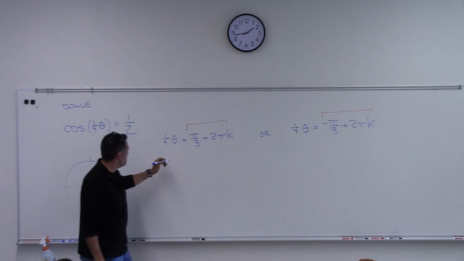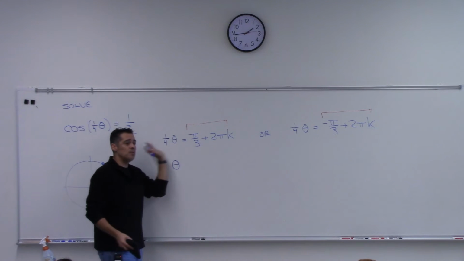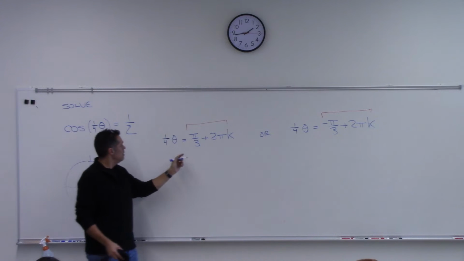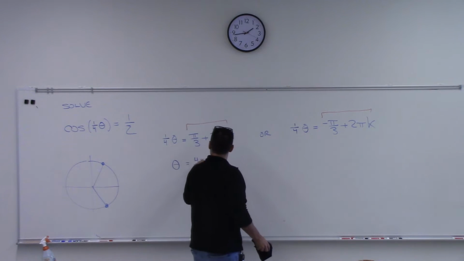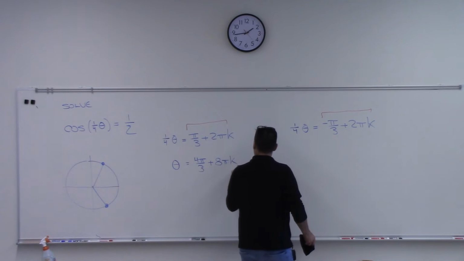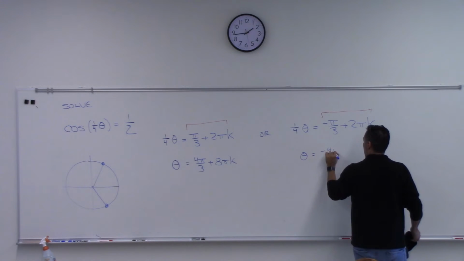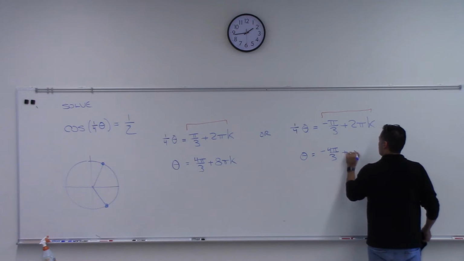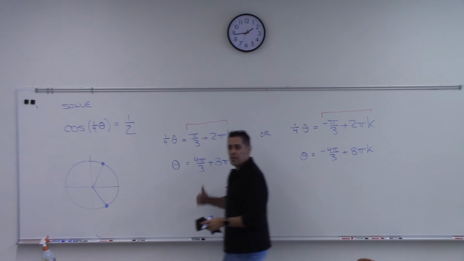So I need theta by itself. You can divide by 1/4, but I think it's better if you just multiply everything by 4. So if I multiply this by 4, I get theta equals 4 pi over 3 plus 8 pi k, or theta is negative 4 pi over 3 plus 8 pi k. Those are my answers now.